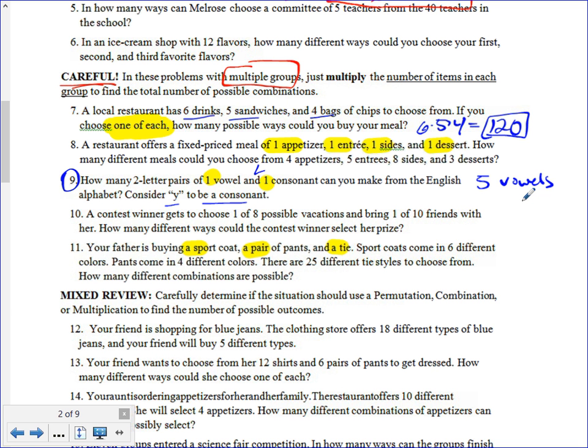Y'all do not read carefully. It says one of each. A B, A C, A D, A F, A G.